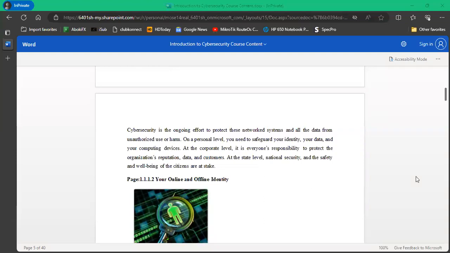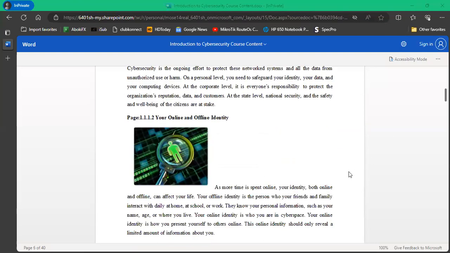Cybersecurity is the ongoing effort to protect this network system and all the data from unauthorized use or harm. On a personal level, you need to safeguard your identity, your data, and your computing devices. And at the corporate level, it is everyone's responsibility to protect the organization's reputation, data, and customers. And at the state level, national security and the safety and well-being of the citizens are at stake.